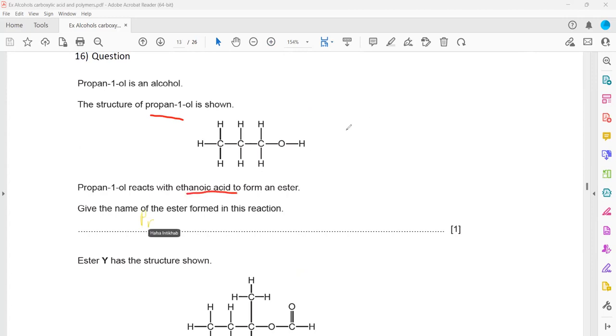Propyl ethanoate, because the first name is from the alcohol and the second name is from the acid. So it will be propyl ethanoate.